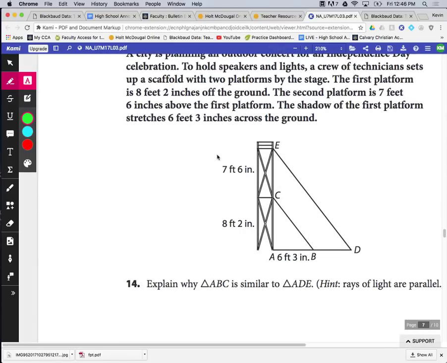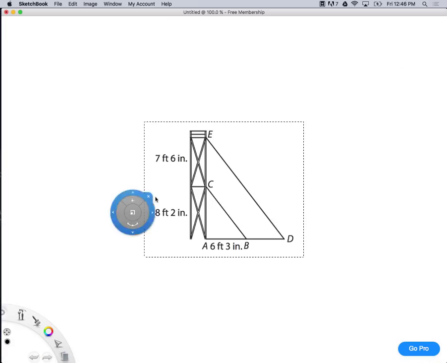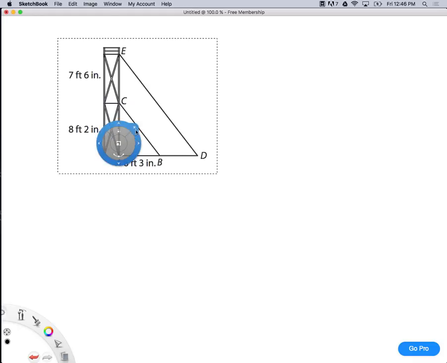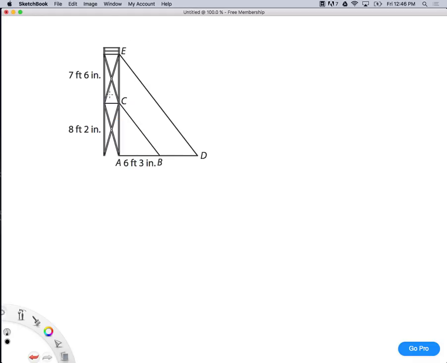Did I do this in this class already? It's okay. Okay, what's the issue here? I got different units, so I got to get them all in inches. 7 times 12 is 84, plus 6 is 90 inches. 8 times 12 is 96, plus 2 is 98 inches. 6 times 12 is 72, plus 3 is 75 inches.